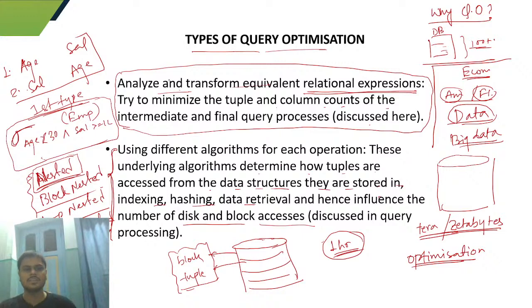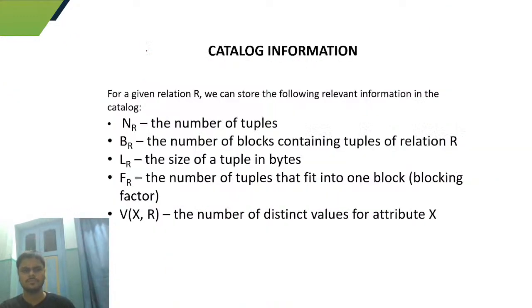We will be seeing the first type today. For query optimization, we need one thing that is called the catalog, where we store catalog information. This catalog information is very trivial. For a given relation R, we can store the following relevant information in the catalog. Whenever you go to the library, you check the catalog to find where the book is, on which shelf, and which author wrote it. You can find everything in the catalog.